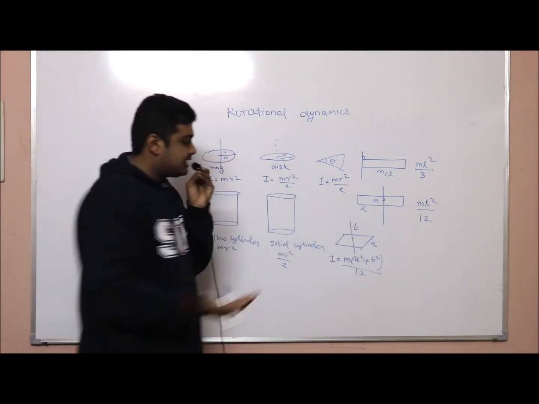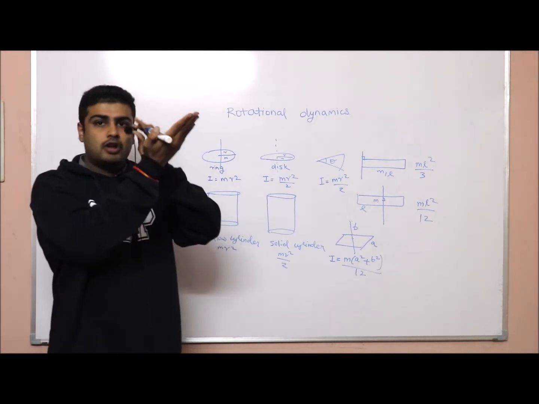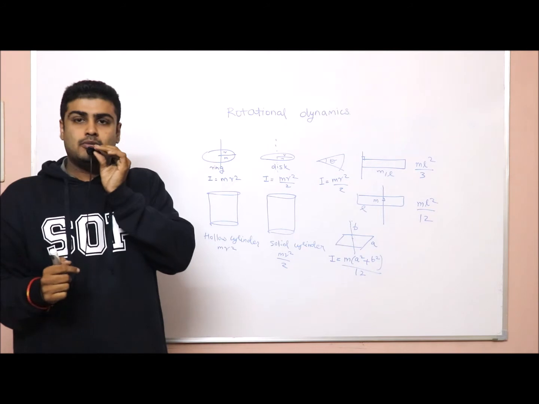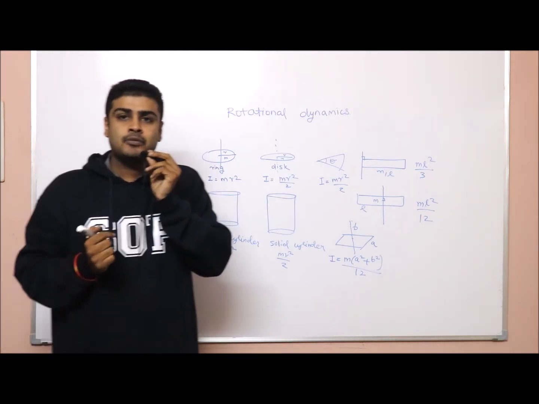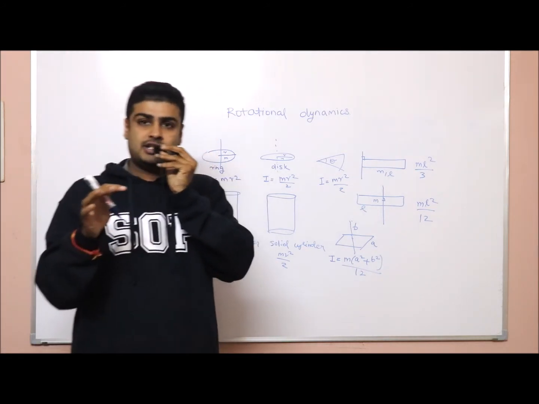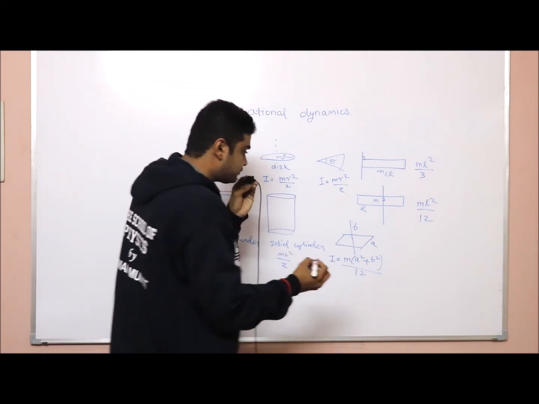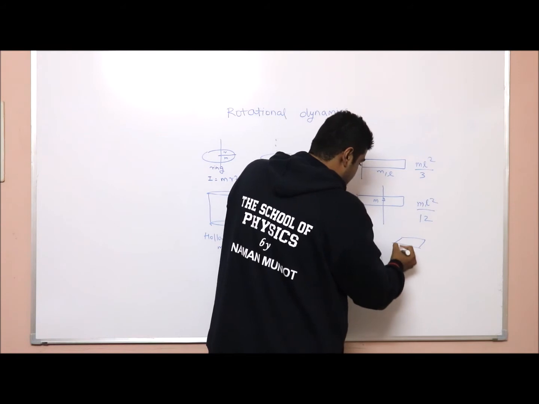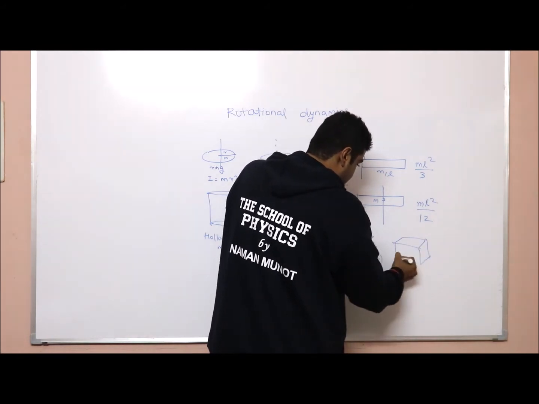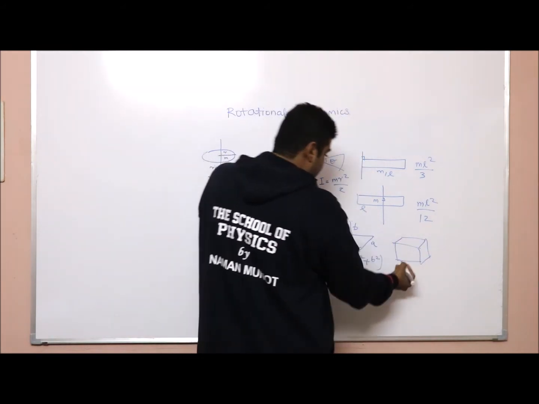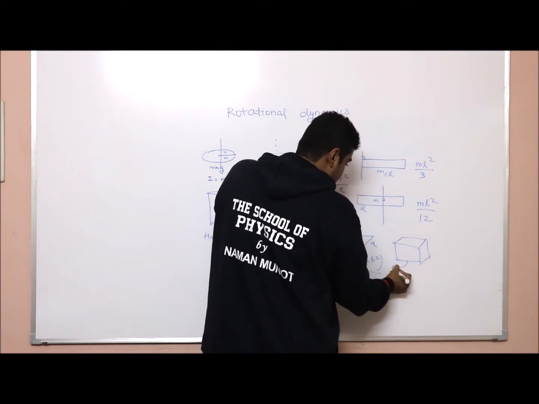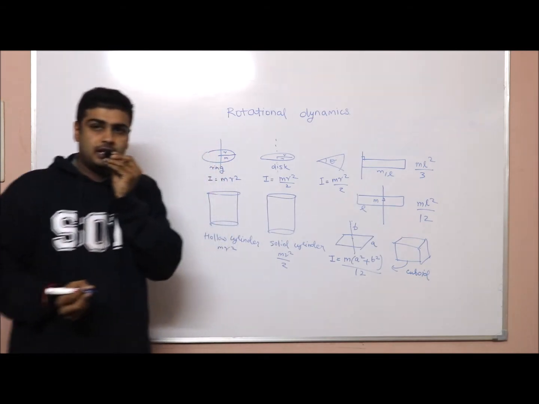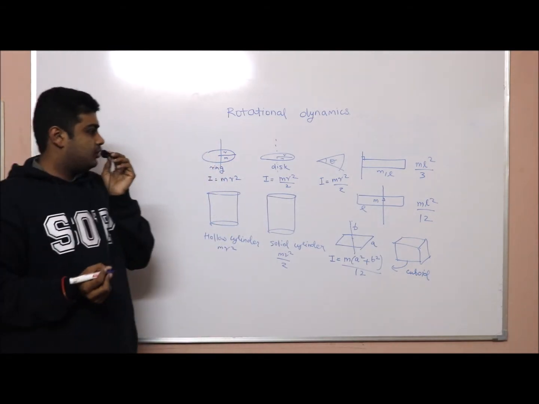Suppose I turn this rectangular plate into a cuboid. I extend it into a cuboid. So what will be its moment of inertia? Its moment of inertia is also going to be m(a square plus b square) by 12. So this is a solid cuboid, and its moment of inertia will also be the same. So I guess you got this concept.